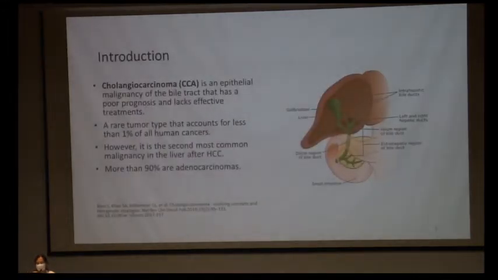So cholangiocarcinoma is an epithelial malignancy of the bile tract that has a poor prognosis and lacks effective treatments. This is a rare tumor type that accounts for less than 1% of all human cancers. However, it is the second most common malignancy in the liver after HCC, and more than 90% are found to be adenocarcinomas.